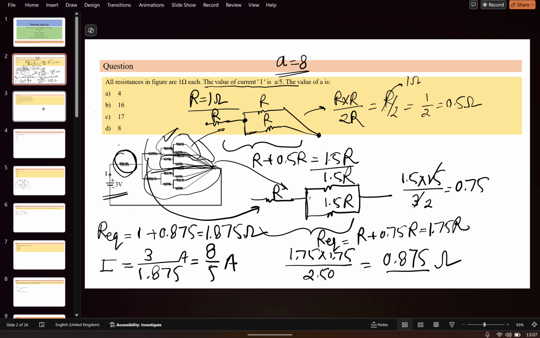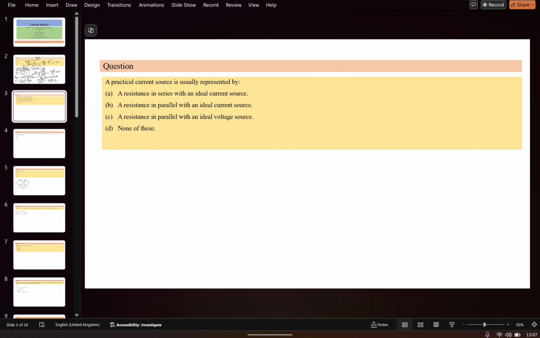Let's jump to the second part of this question. This is a simple question. I'm giving you a few minutes to solve this. Just read the question, you will get an idea how the ideal and the practical current source and voltage source are being represented. Okay, just let me know if you have any doubt.